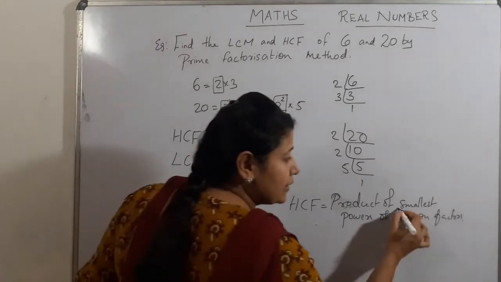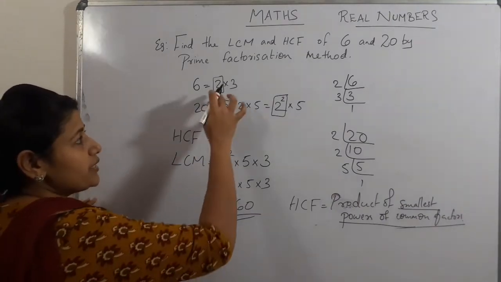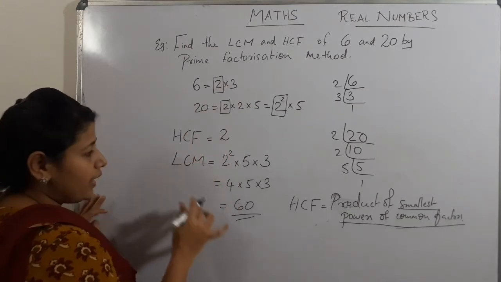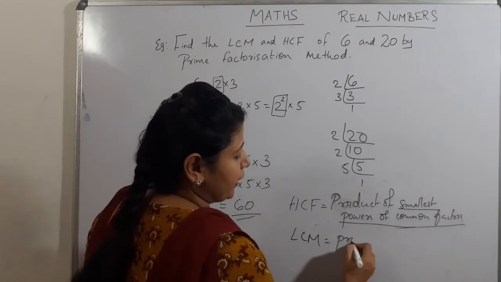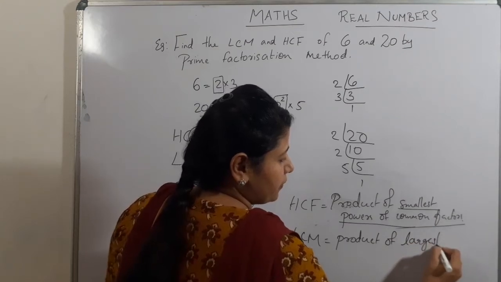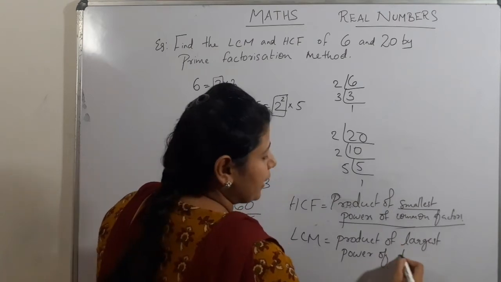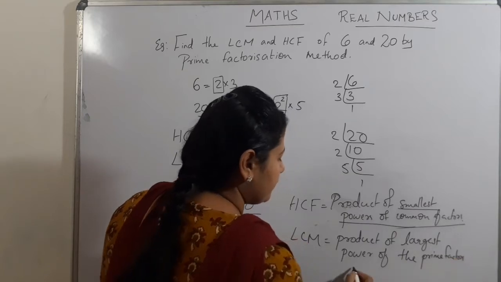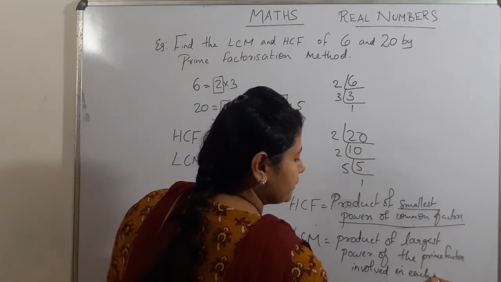That's why we are telling that smallest power of common factor. It should be a common factor. 2 is a factor of 6 and 2 is a factor of 20. So we can take this 2 only. And what about LCM? LCM is the product of the largest or greatest power of the prime factors involved in each number.